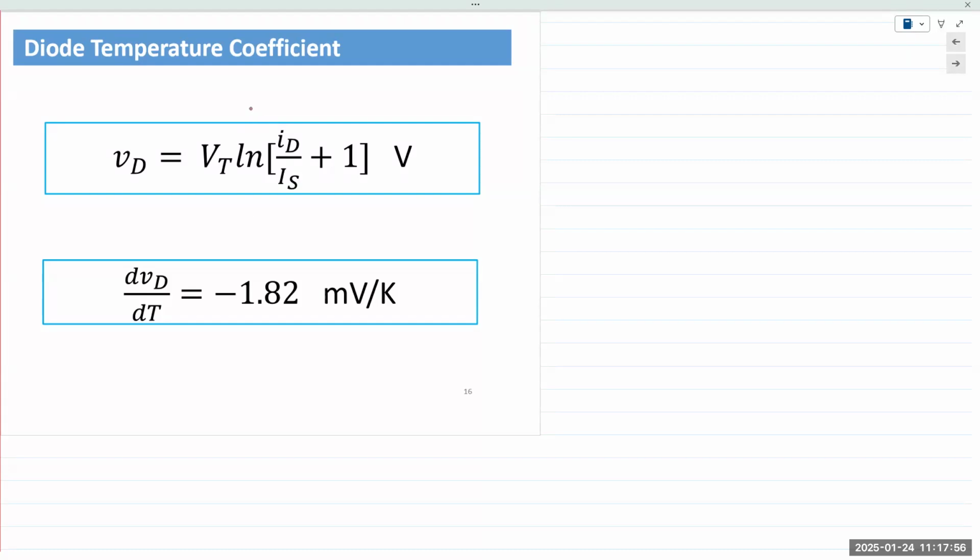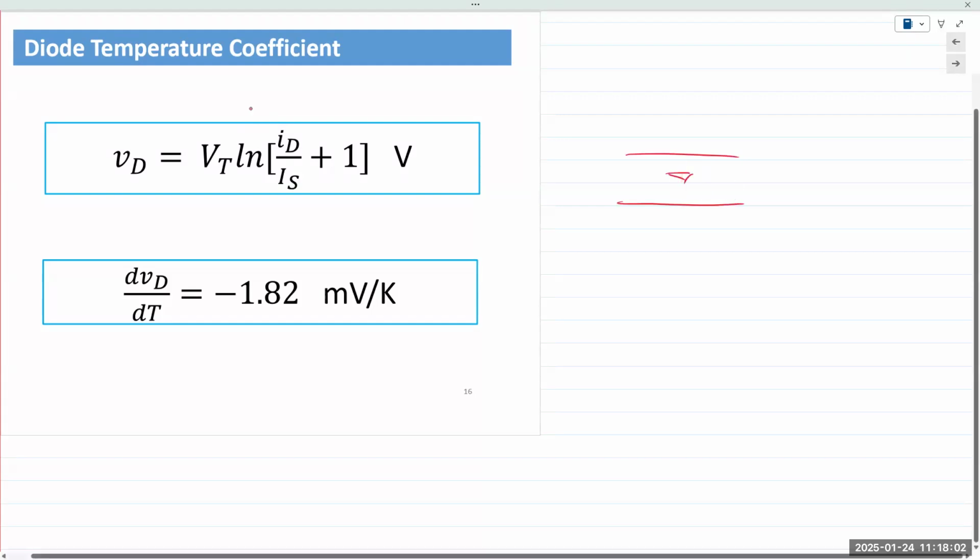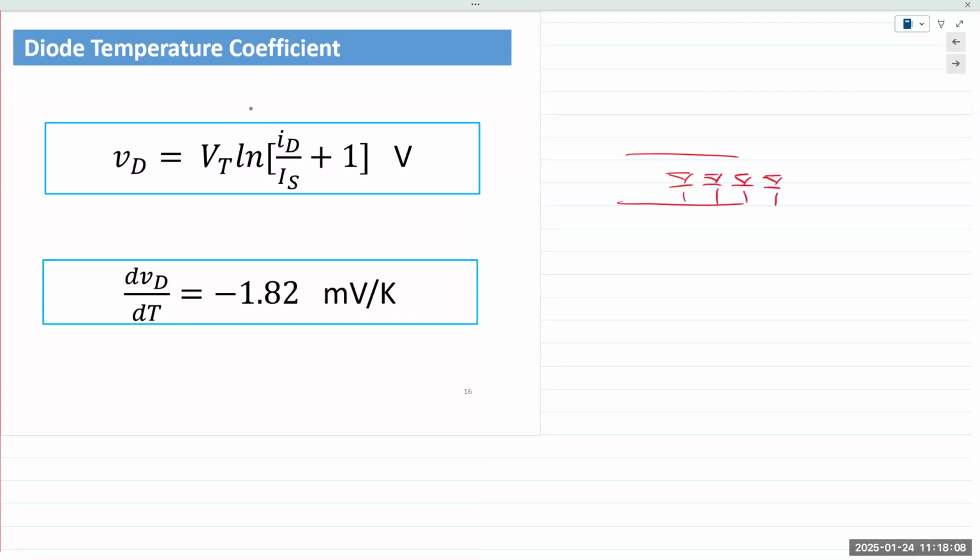So I think the question being asked is, if you have multiple diodes in parallel, right? Actually, that's not how I should draw that. You have multiple diodes in parallel, then by basic circuit laws, they should all have the same voltage. The answer is yes, they would have the same voltage, but the current will change. For each diode, the current will be different.